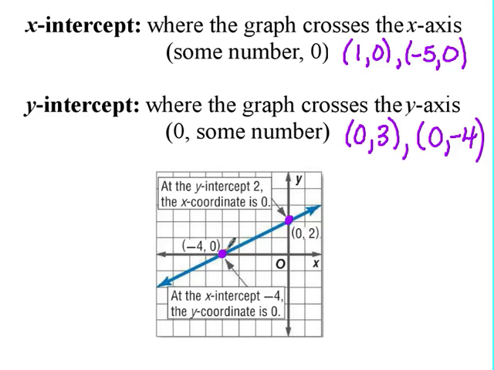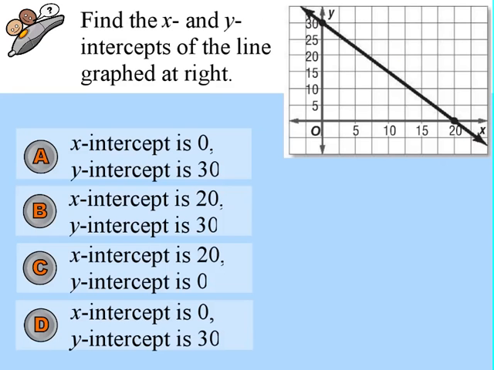Alrighty, so let's go and see what we have on the next slide. It says find the x and y intercepts of the line graphed at the right. So you're looking for where it intersects the x-axis, that's the x-intercept, and where it intersects the y-axis, and that's the y-intercept. So with that in mind, I want you to look at that graph, and then I want you to answer A, B, C, or D.